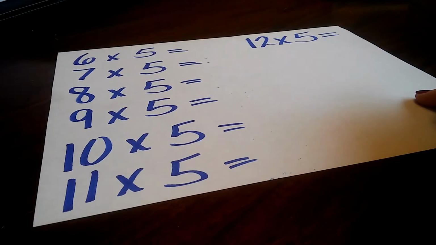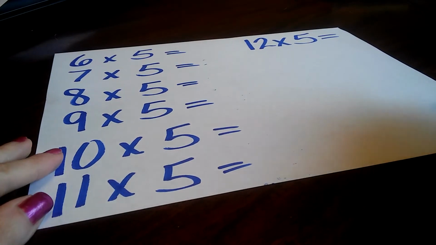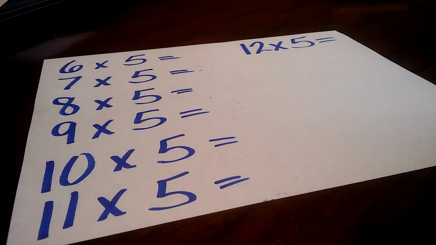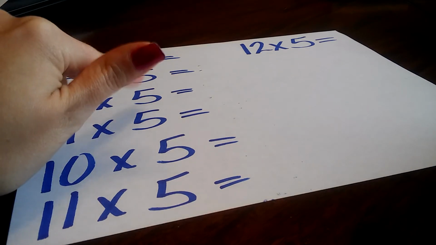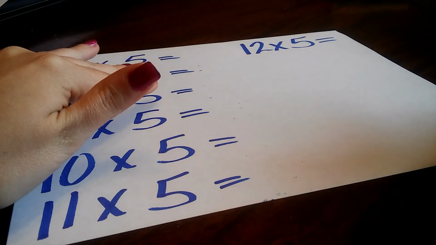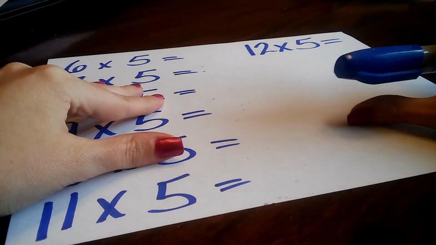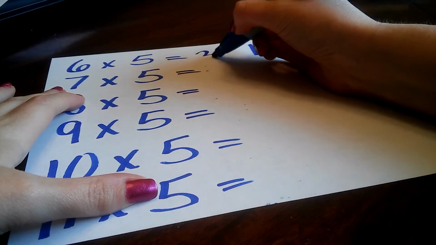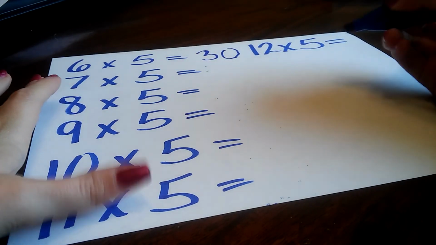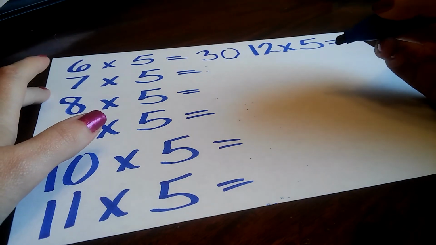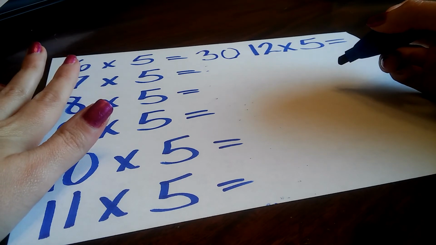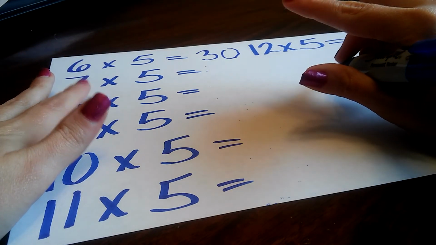Okay, let's go ahead and move on. Let me line this up, make sure you can see everything. Okay, 6 times 5. All you're doing is counting by 5 6 times. 5, 10, 15, 20, 25, 30. There's my 30. So 6 times 5 is 30. 7 times 5. You're going to count by 5 7 times. 5, 10, 15, 20, 25, 30, 35.